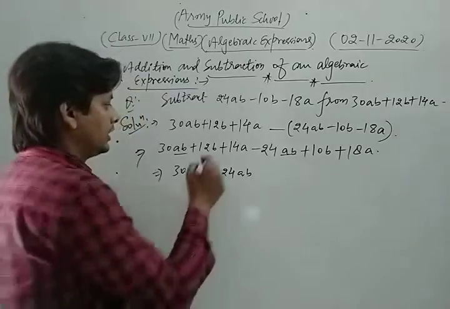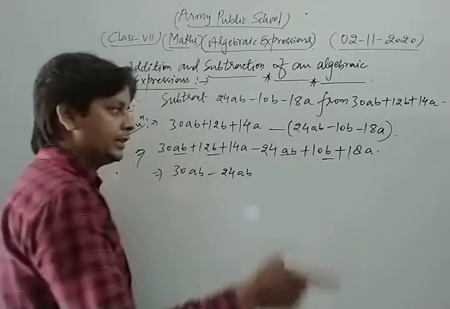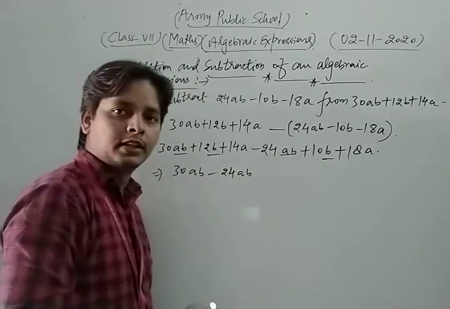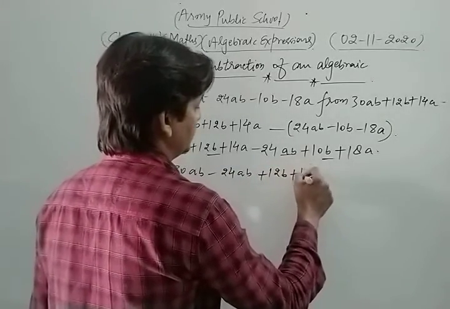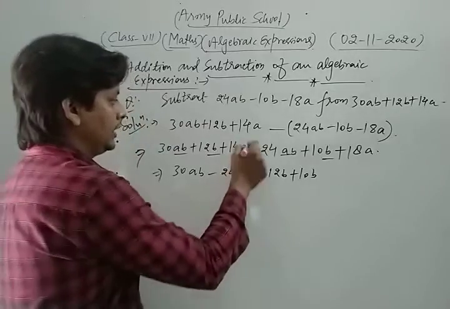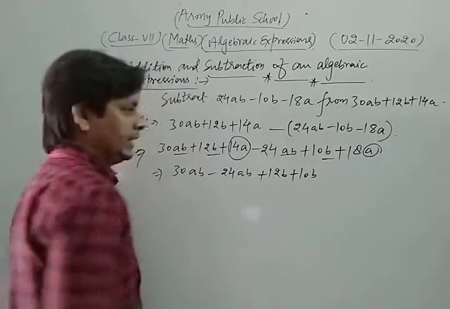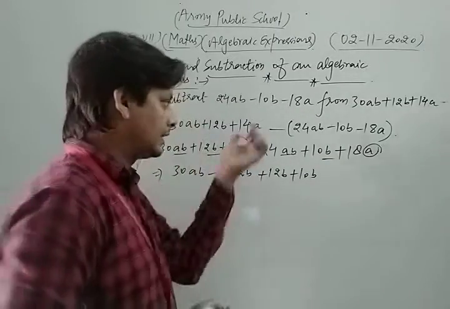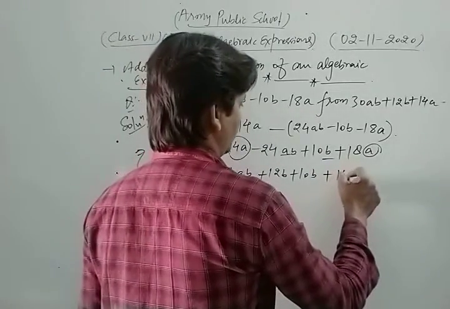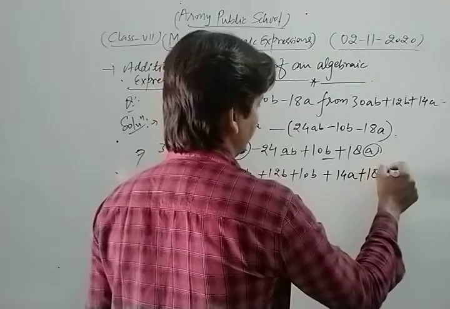Now look, this is b. They have the same algebraic factor b, so these are also like terms. So we take together 12b plus 10b. Similarly, this is 14a, and this also contains a, so these are like terms, and we collect them together: 14a plus 18a.